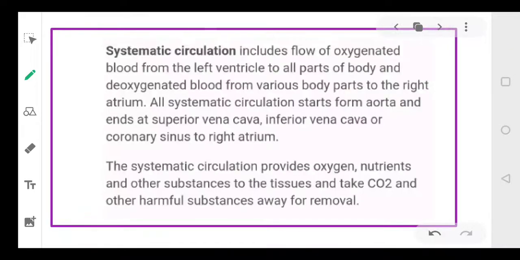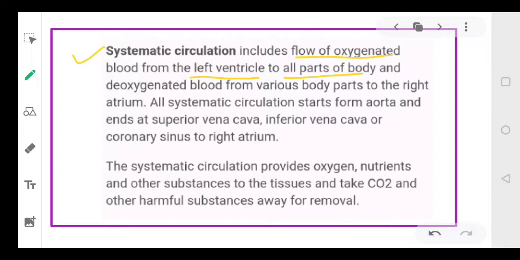Clear? Okay. Now let's come to the systemic circulation. As I told you, the double circulation can be divided into 2 types: the systemic circulation and the pulmonary circulation. What is systemic circulation? In systemic circulation, the oxygenated blood from the left ventricle reaches all parts of the body. Your left ventricle contracts and supplies blood to the whole body. And likewise, the deoxygenated blood from the various parts returns to the right atrium.